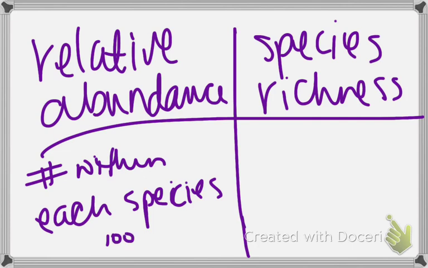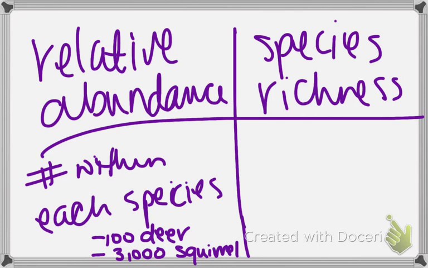Remember we talked about Gunnersville State Park. Let's say you got 100 deer. Let's say you got 3,000 squirrels. And let's say they're starting to increase. You have 400 eagles. They are repopulating finally.